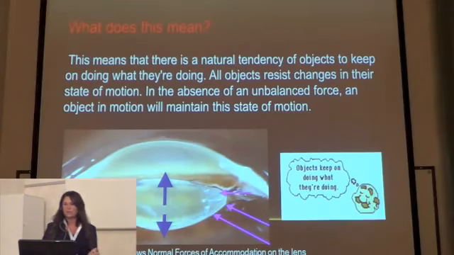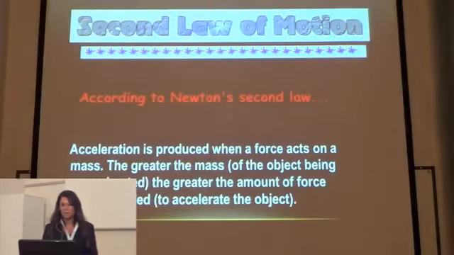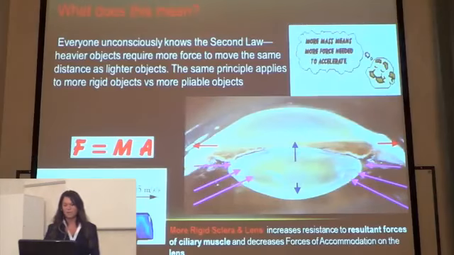So, if the sclera is pliable, if the lens is pliable, all the forces on the lens are going to continue to do what they're supposed to do. What's the second law of motion? Acceleration is produced when a force acts on a mass. The greater the mass, the greater the amount of force needed. And everybody kind of knows that.